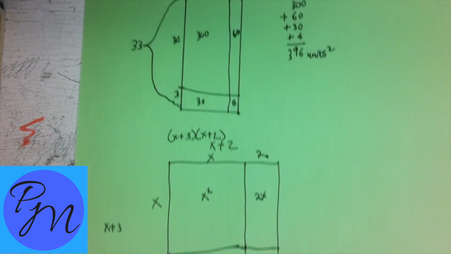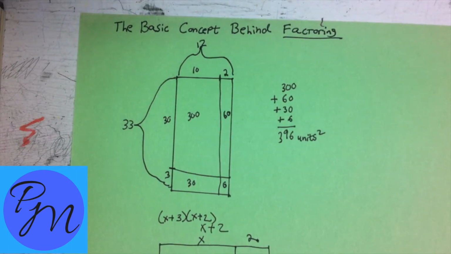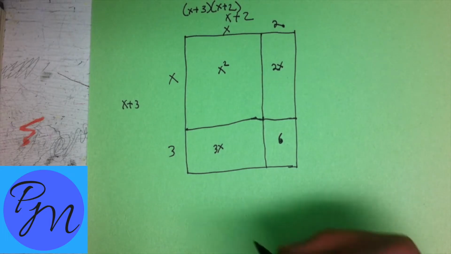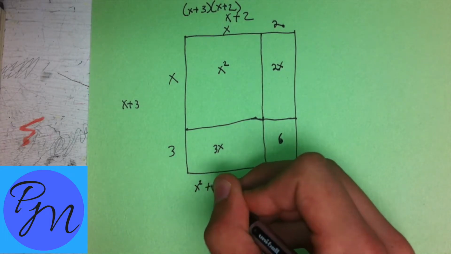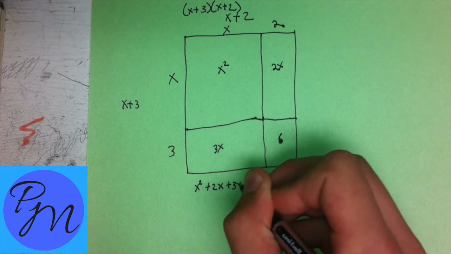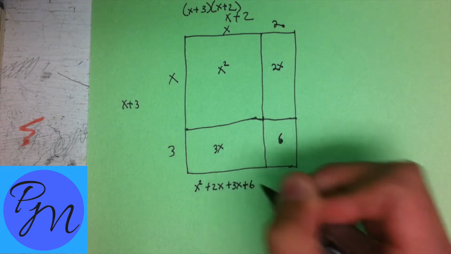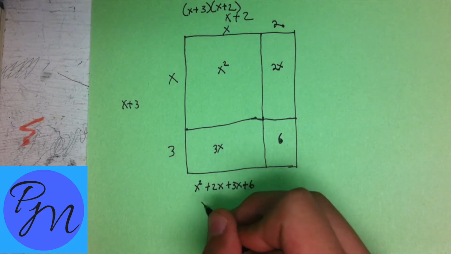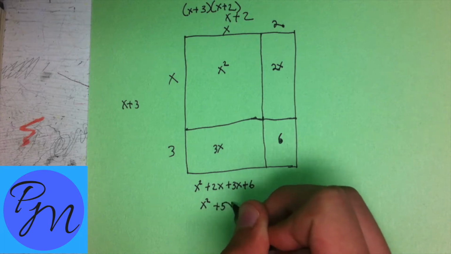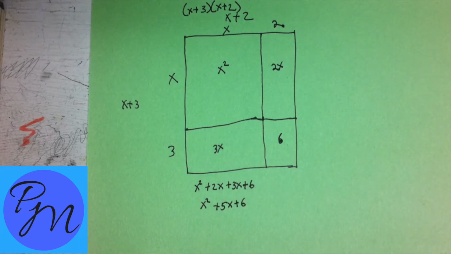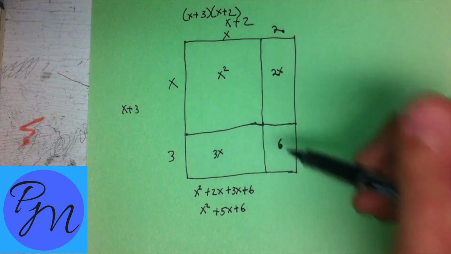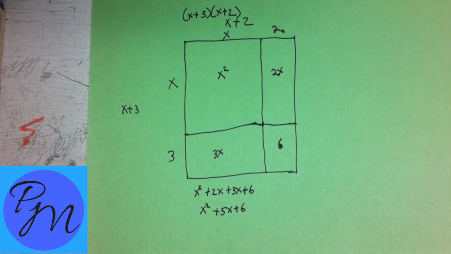And then just like we did up here, we can take the separate areas and add them together. So to find the total area of this, we can say x squared plus 2x plus 3x plus 6. And we can simplify that by adding 2x and 3x together to get x squared plus 5x plus 6. And so there are a bunch of methods to do this without drawing yourself a square. And so that's what we're going to go into in the next video.